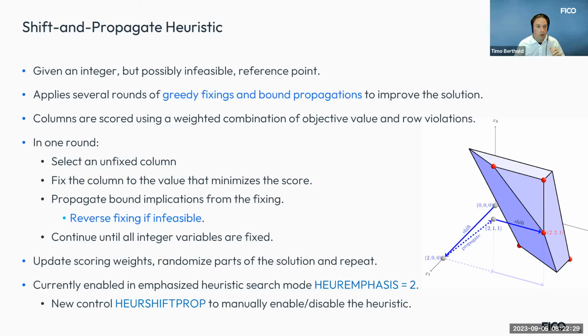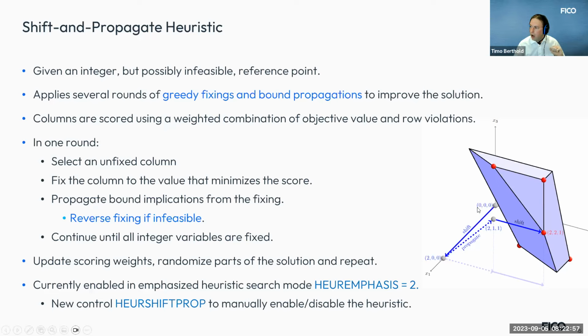And in each single round, you would select one column that's not yet fixed, fix it to a value that minimizes a certain score, which is a combination of the objective value, so you want to go for good solutions, and the row violations that you currently have. So all of the time, you can imagine you work with an infeasible integer reference point. Sorry, over here. So you start with some infeasible integer reference point.